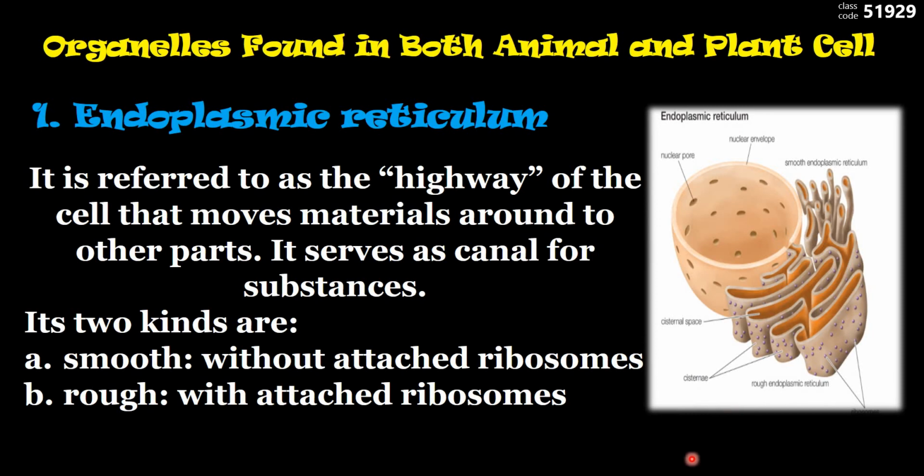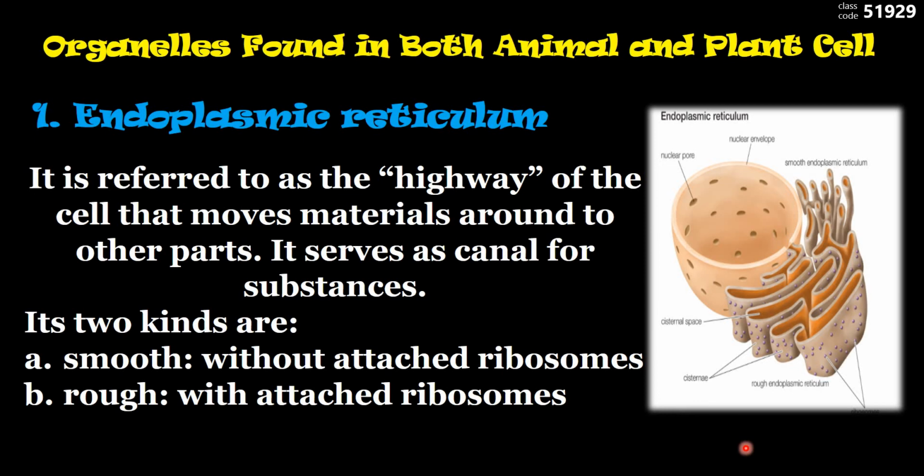And take note that is the only organelle that can be found in plant without in animal cell. So we are here organelles found in both animal and plant cell. So these are common between the animal and the plant cell. Number one is endoplasmic reticulum.